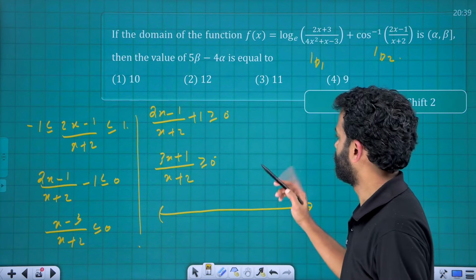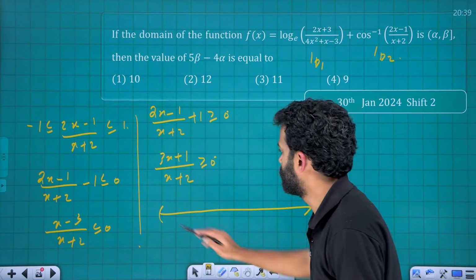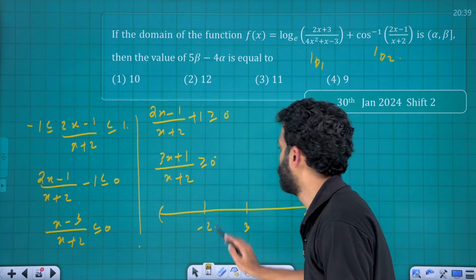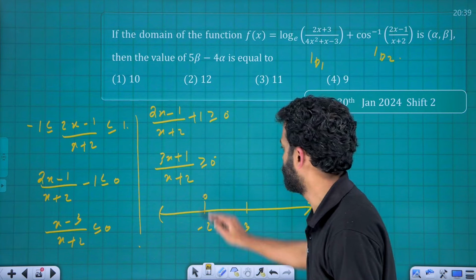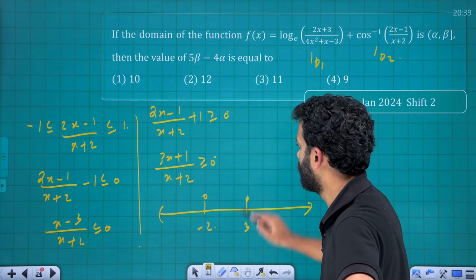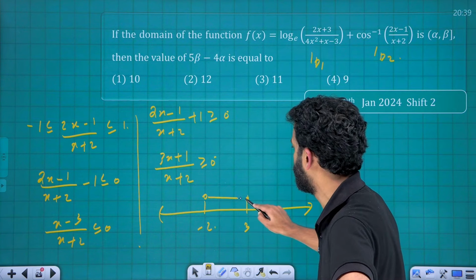It will be like this first. That is 3 and minus 2. 3 will be here and minus 2 will be here. Okay, we cannot take minus 2. Okay, and what about 3? 3 we can take. Okay, the region will be from here to here.